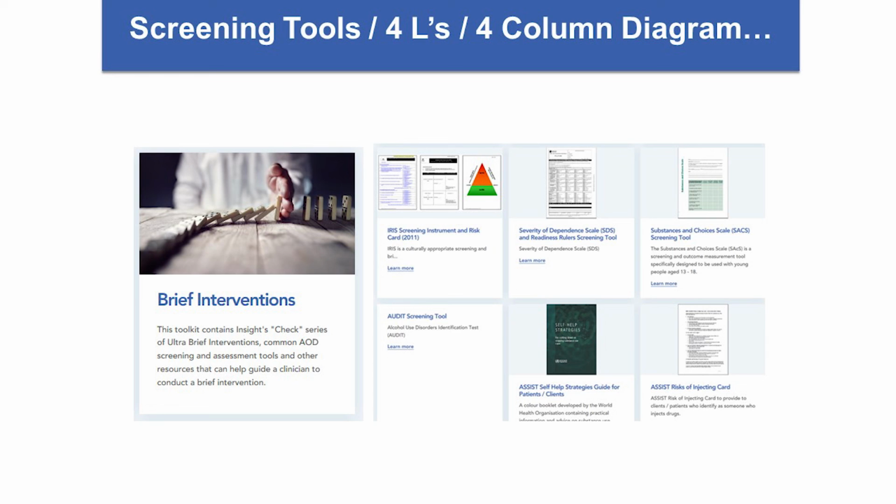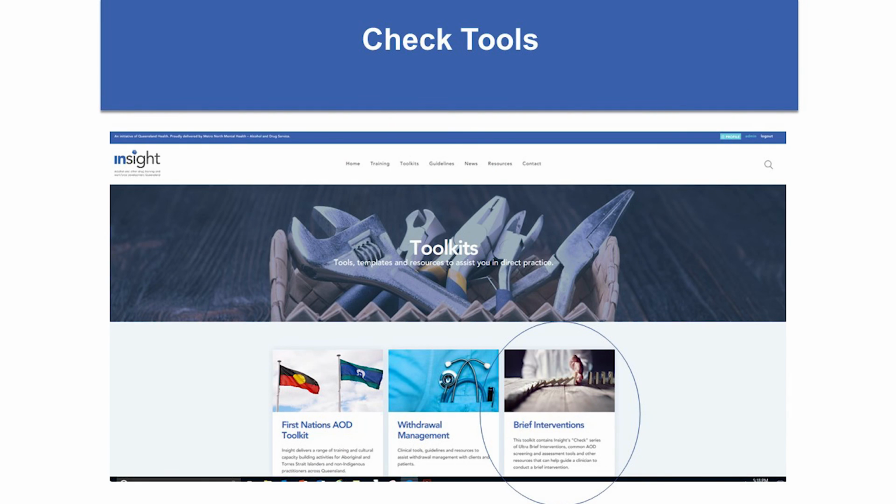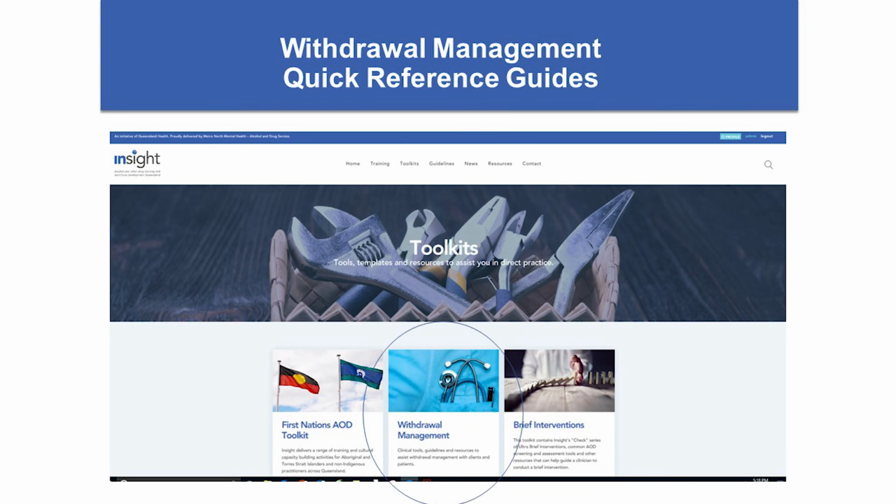There's a few others. There's AUDITs. We put the K10, the DASS-21, all of the response cards. We put the HEADSS assessment as well. So they're all there, and this is where you can find it on the page. We'd also like to formally launch our withdrawal management quick reference guides.